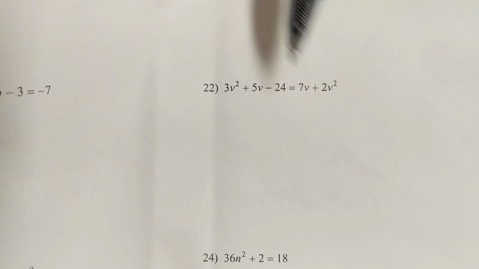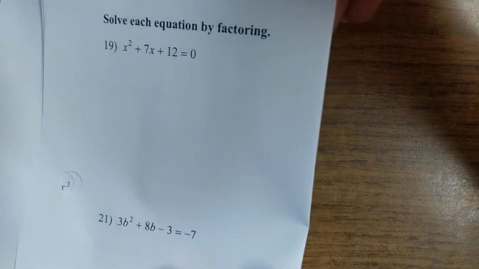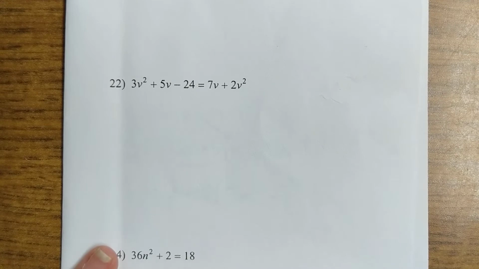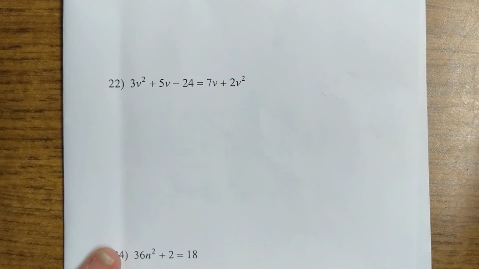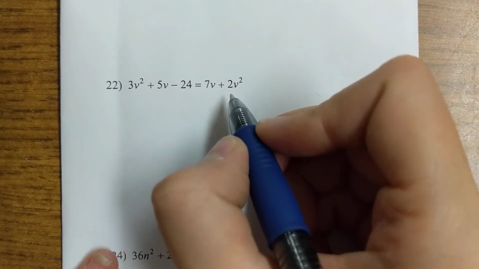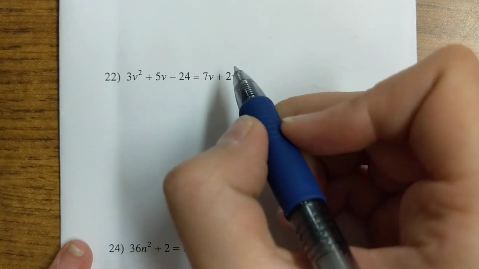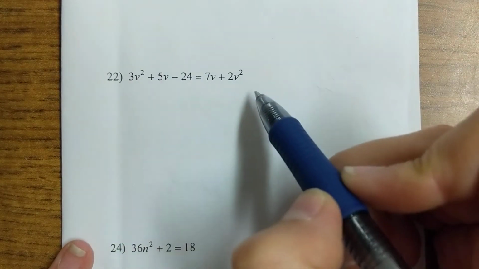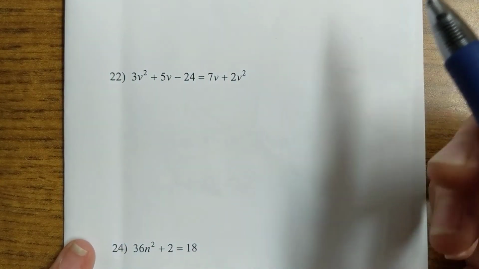What is this? It's an equation, and we need to solve by factoring. If we're going to solve by factoring, then we're going to be using the zero product property, and we can't use the zero product property unless everything actually equals 0. So we have to get everything onto the same side first. Very crucial. Do I move the 3v squared or do I move the 2v squared?